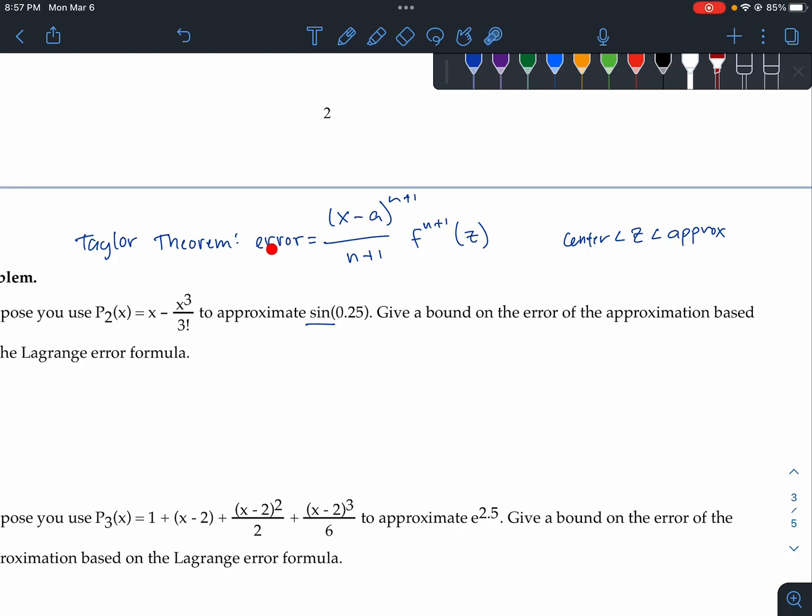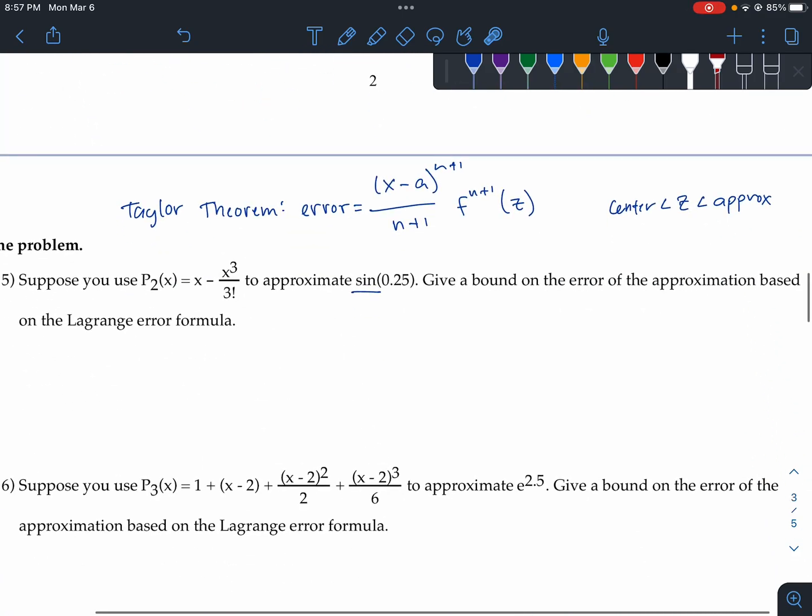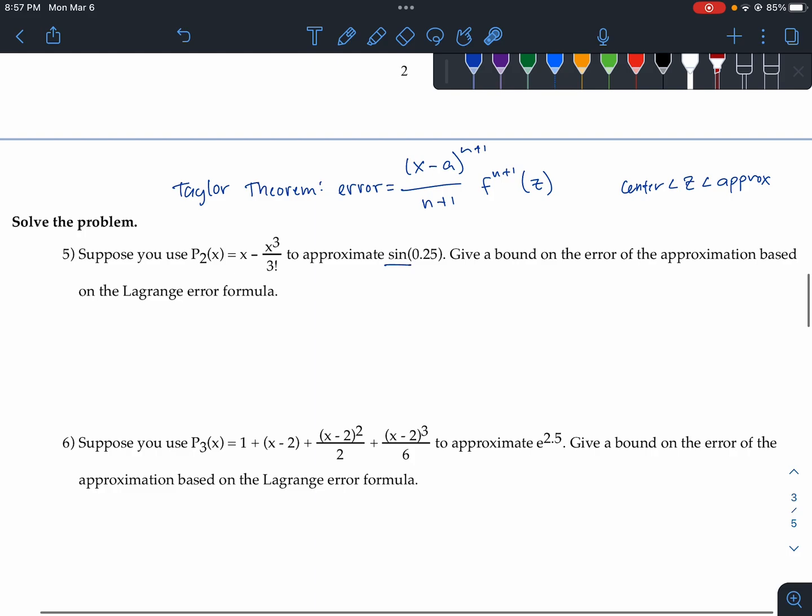He said that you could find the error by using the n plus 1 term of the Taylor series, but your derivative happens at a value of z, not at the center. And he says that if you use that, you can find your exact error. But we don't know how to find that value in between our center and approximation, so that's where the Lagrange error formula comes in handy. So he said that the error has to be less than the absolute value.